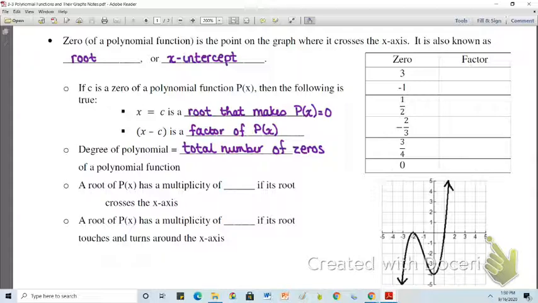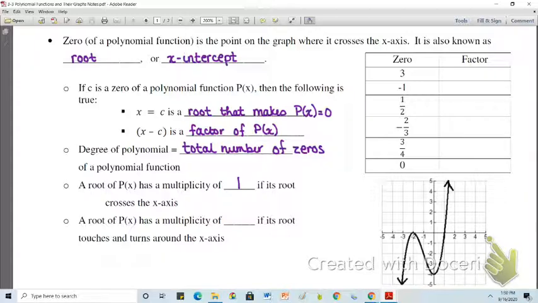So the next thing is something new. We haven't talked about it before. It's multiplicity. A root of p of x has a multiplicity of 1 if it just crosses the x-axis. In other words, it just crosses the line and keeps on going in the original direction it was going. That is a multiplicity of 1. That's what we're used to seeing, where it just goes straight through the graph and keeps on going.